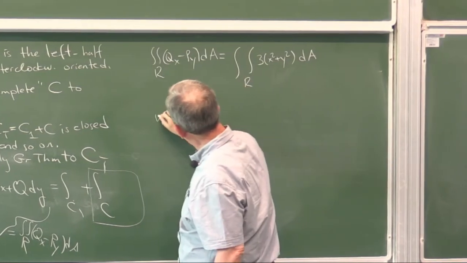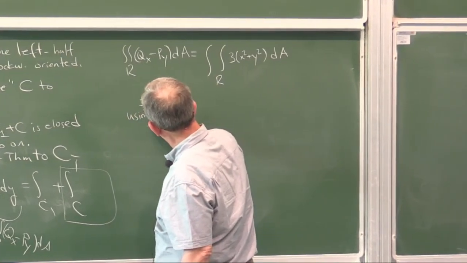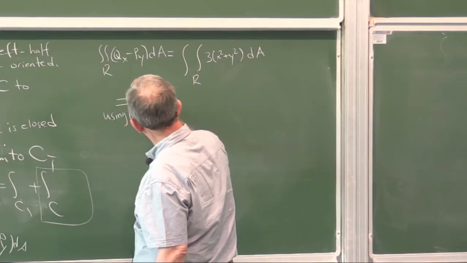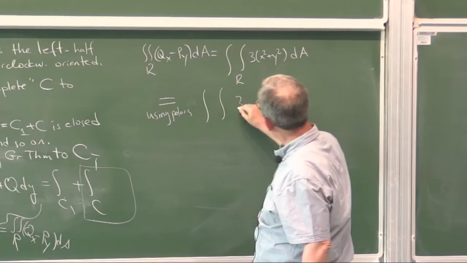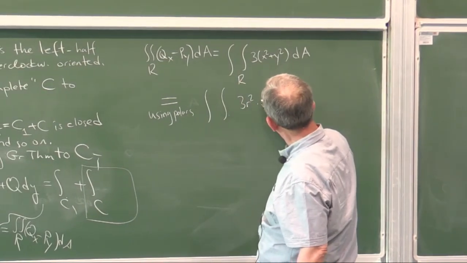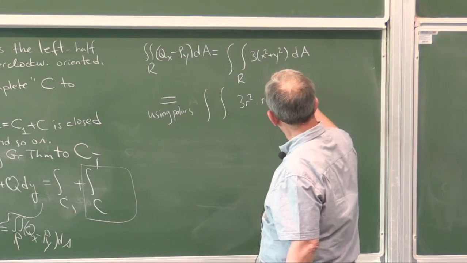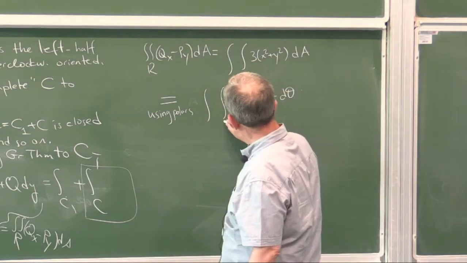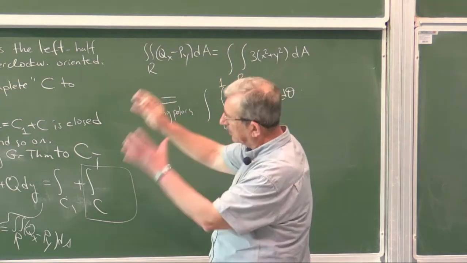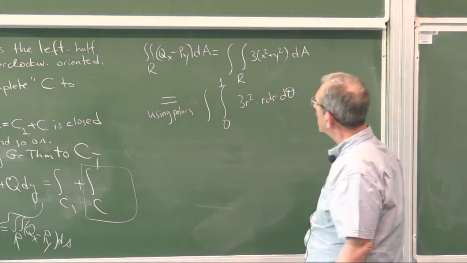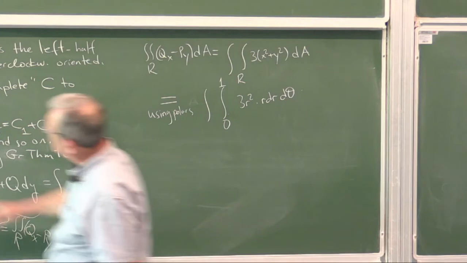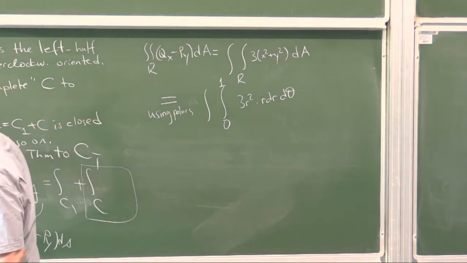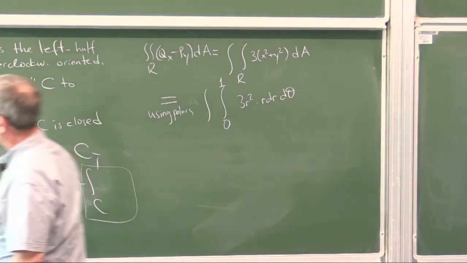So using polars again, it becomes 3r squared, r dr d theta. R changes clearly from 0 to 1. It's still the unit circle, but the angle changed from pi over 2 up to 3 pi over 2.